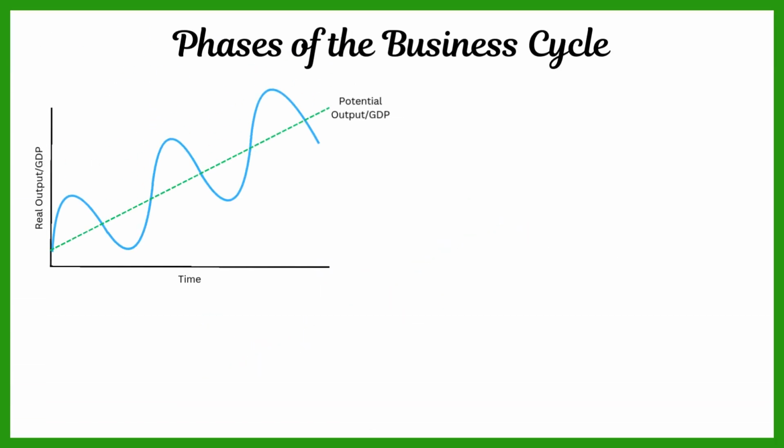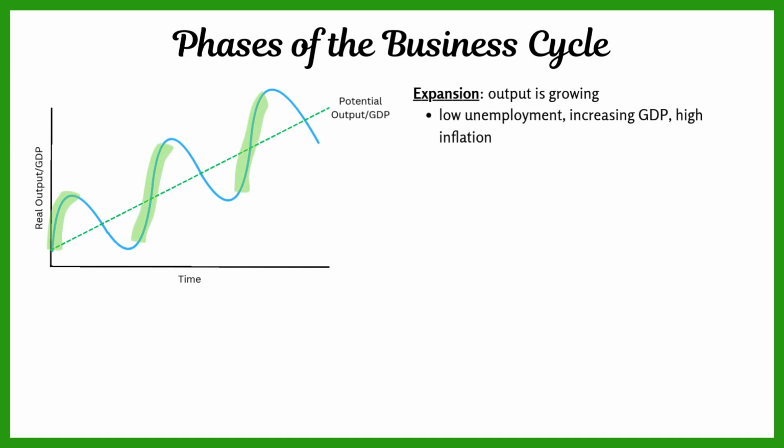There are four main phases of the business cycle that you need to know. The first phase is called an expansion, and that is periods of the business cycle where the output is growing. It's characterized by low unemployment, increasing GDP, and high inflation.